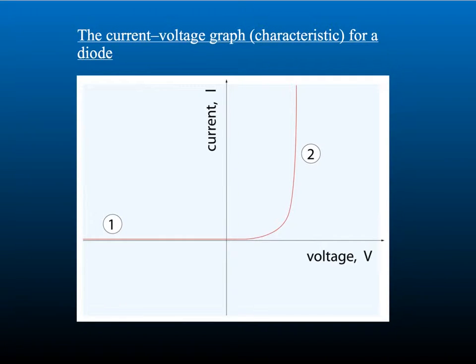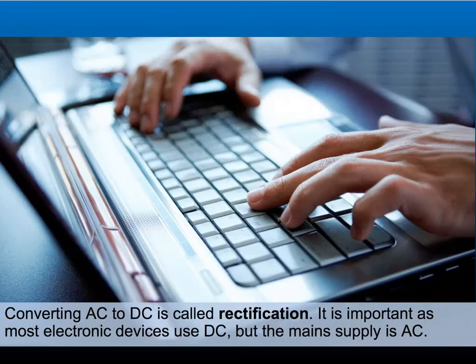This is the current voltage graph for a diode. It's got this characteristic shape. As the current is only allowed through the diode in one direction, any current in the negative or reverse direction is blocked by the high resistance. This is the part labelled 1 on the graph. When the current is in the positive direction, it means that the resistance is lower and current can easily pass through the diode. This is region 2 of the graph.